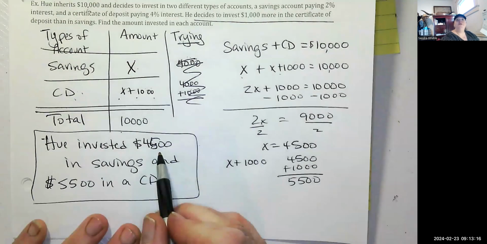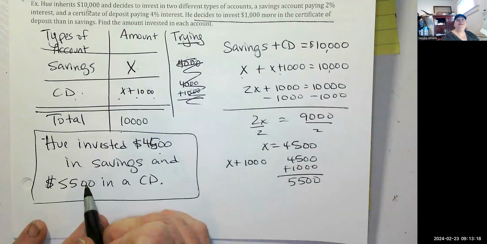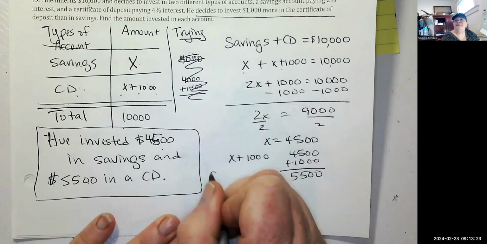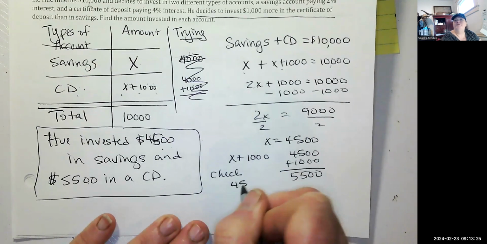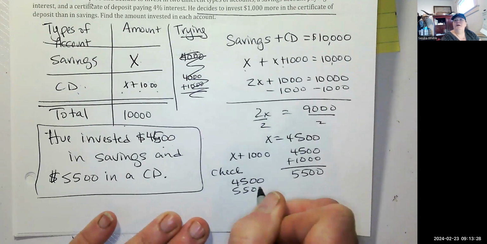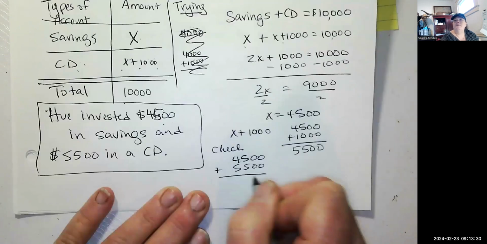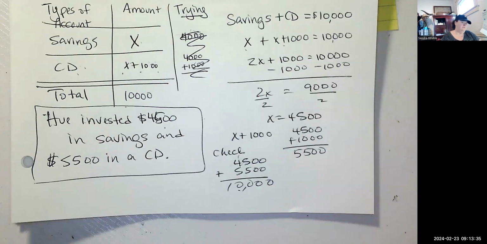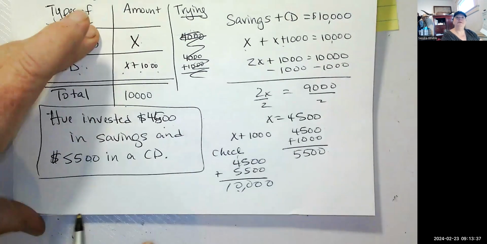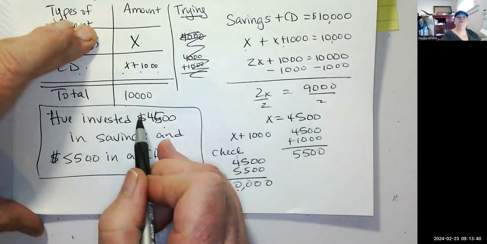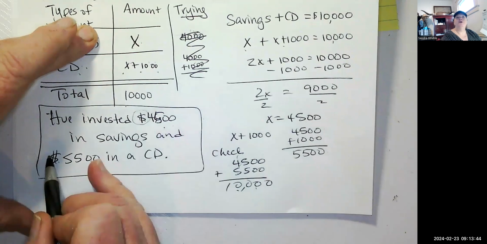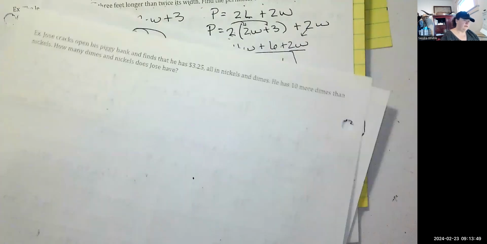So $4,500 in savings and $5,500 in a CD. Did we even check to see if those add up to 10,000? I haven't even checked that yet. Let's check that. Does 4,500 plus 5,500 add up to 10,000? Yes, it does. We are good. Okay, cool beans. And the other piece of this, do not forget your unit. We've got the sentence. It makes sense. The numbers are working out, but don't forget your dollar sign. Very important.